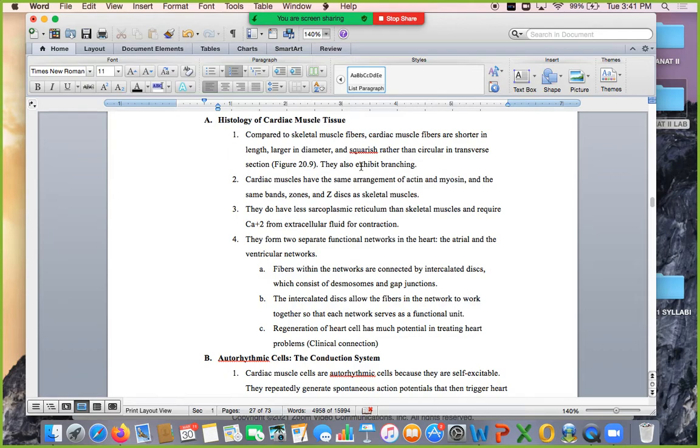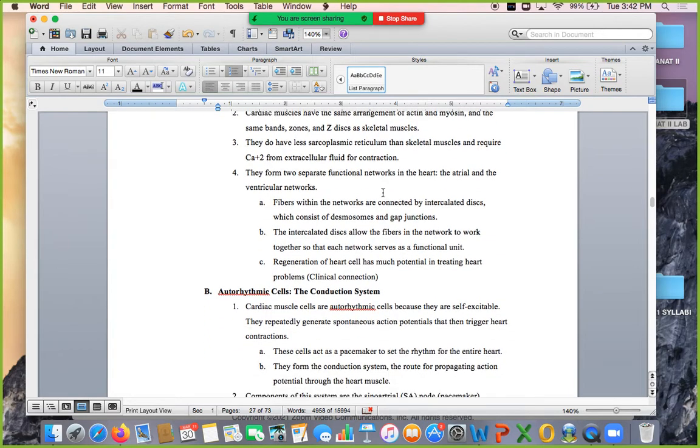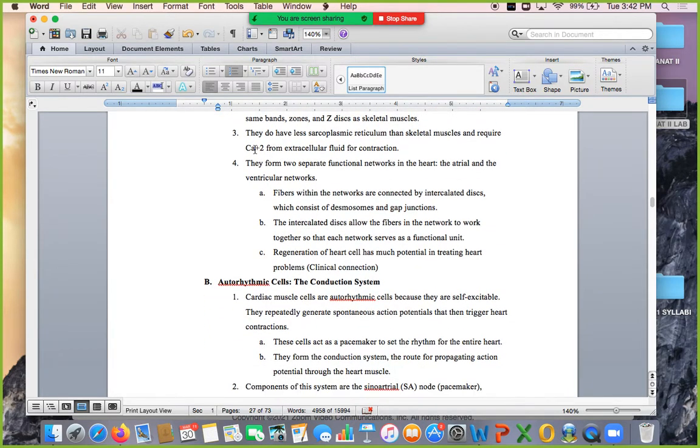We talked about skeletal muscle in terms of bands, zone, Z-discs, etc. They're also going to require a lot of calcium that's going to come from extracellular fluid in order to have a continuous contraction. And there are 2 major networks of the heart, the atrial network and the ventricular network, which, as you might imagine, are going to work in terms of making the atria contract versus the ventricles contract.